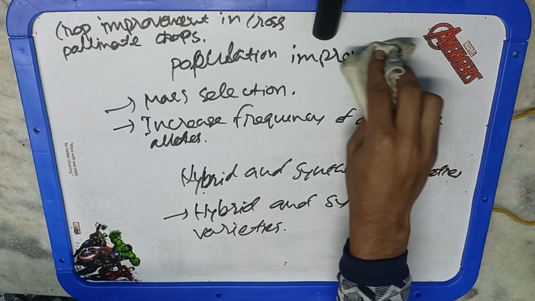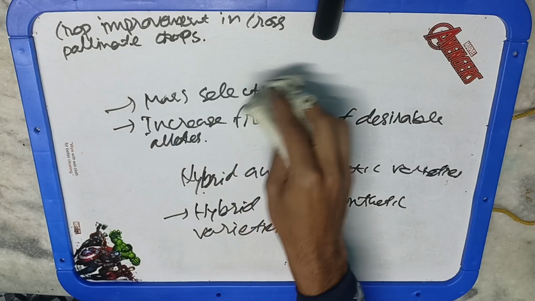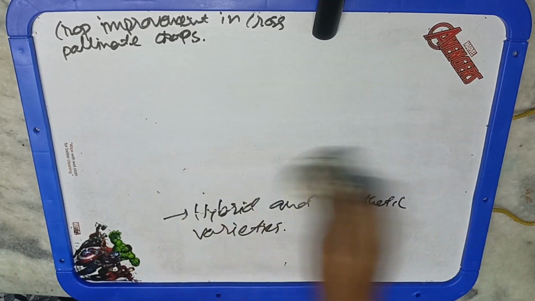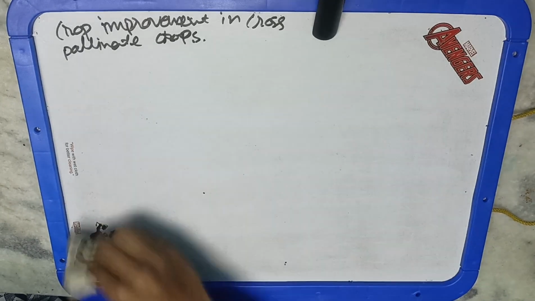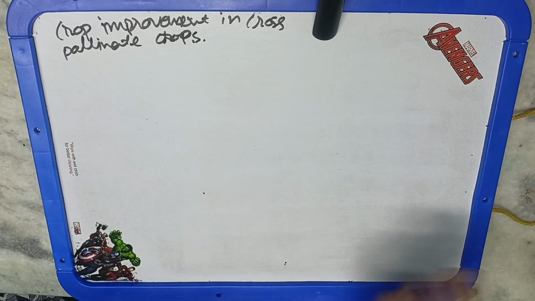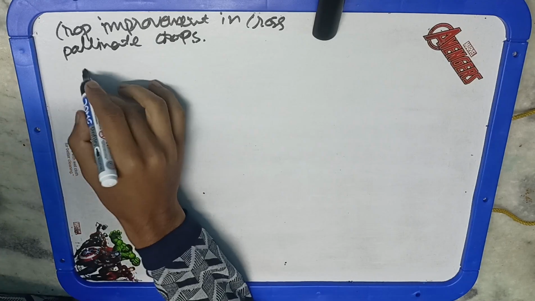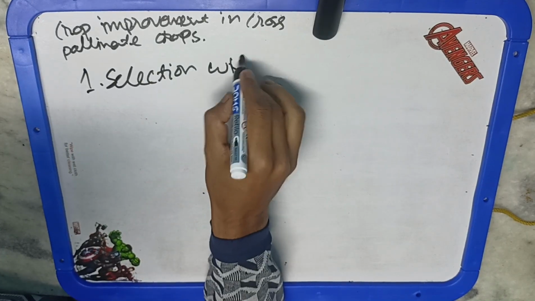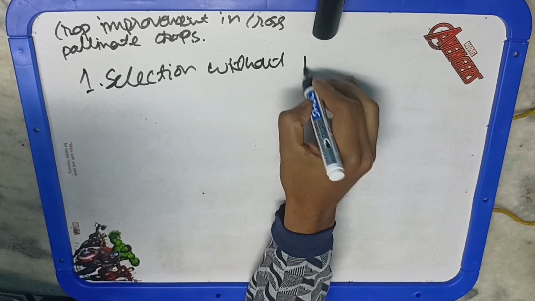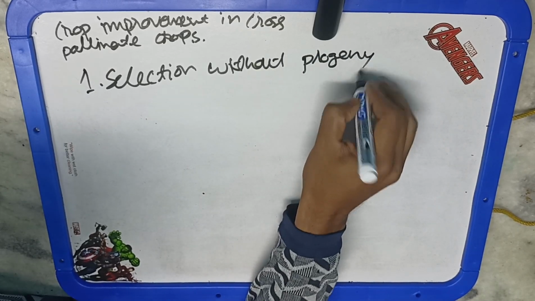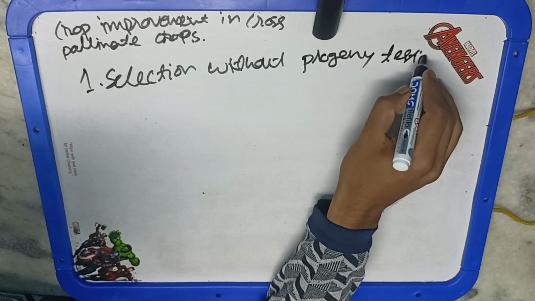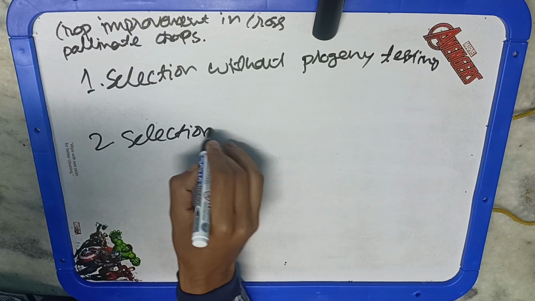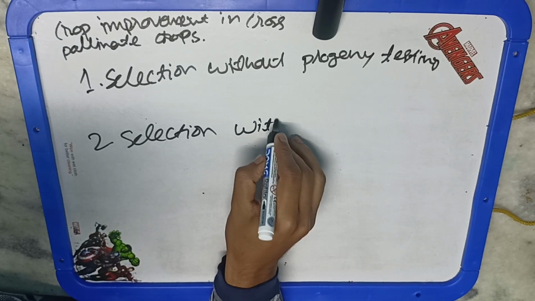Now, population improvement, as I discussed, is grouped into general classes. In self-pollinated crops, we were selecting some plants and making progenies. Here we need not make such small progenies, because the plants are already cross-pollinated, so there are chances of n number of crosses. So what we can do is selection without progeny testing, and another is selection with progeny testing.